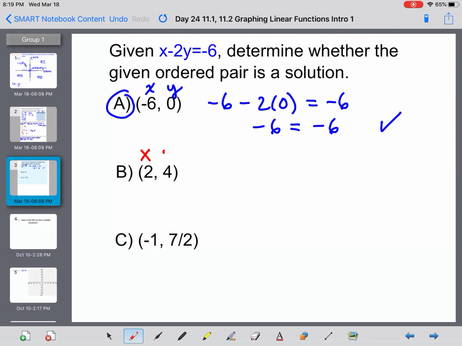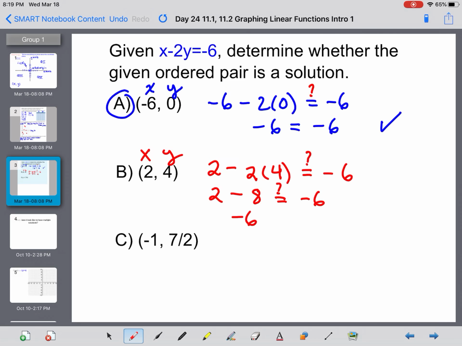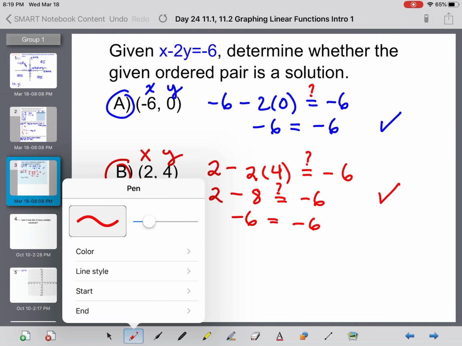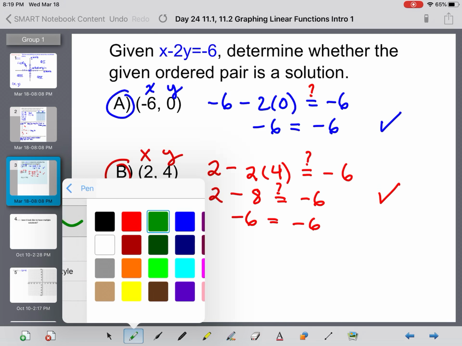So again, we're going to plug in 2 for x, and we're going to plug in 4 for y. So 2 minus 2 times my y-coordinate, so 2 times 4, is that equal to -6? Maybe I can put a little question mark above these equal signs to see if they're actually going to work. So let's simplify over here. This is going to be 2 minus 8, and is that equal to -6? Well, it is. 2 minus 8 is -6, so my two sides are going to be equal to each other. So B is also going to be a solution.